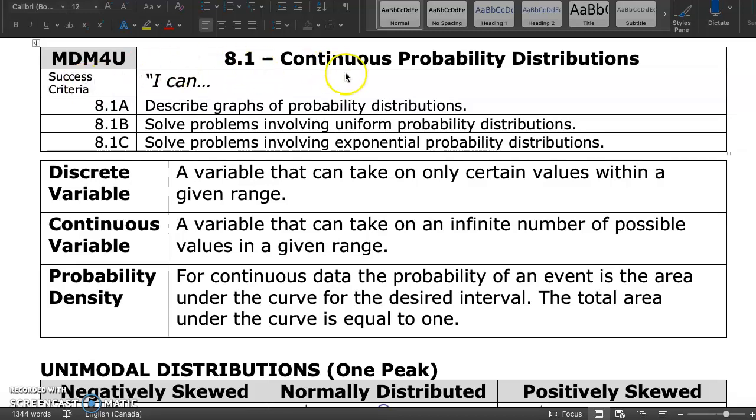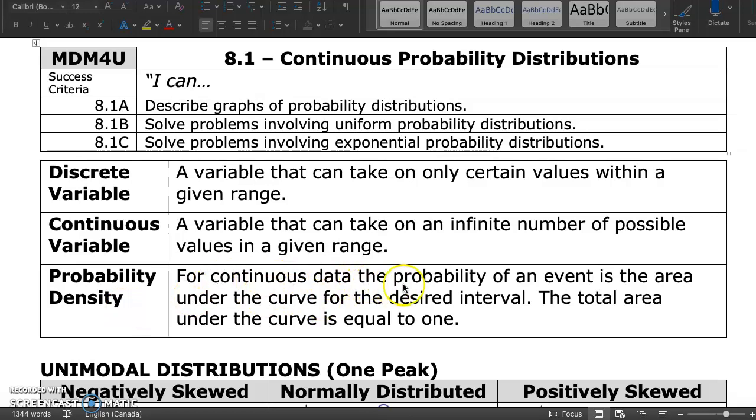MDM4U 8.1, continuous probability distributions. Previously, we've looked at distributions of discrete data, which has whole separate values, which we're looking at the outcome of. But with continuous values, there's an infinite number of values between any two points in a given range. So we're going to look at probability density functions.